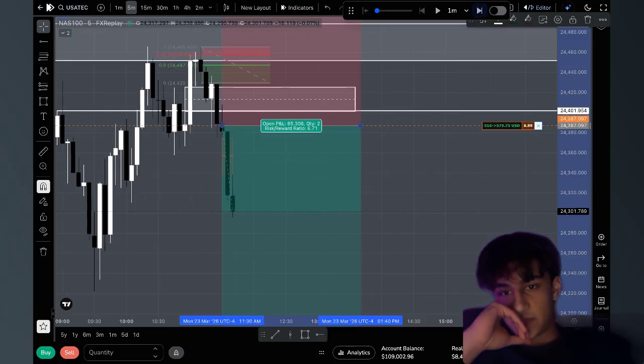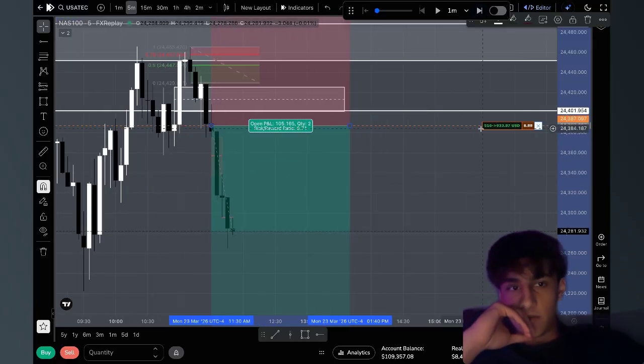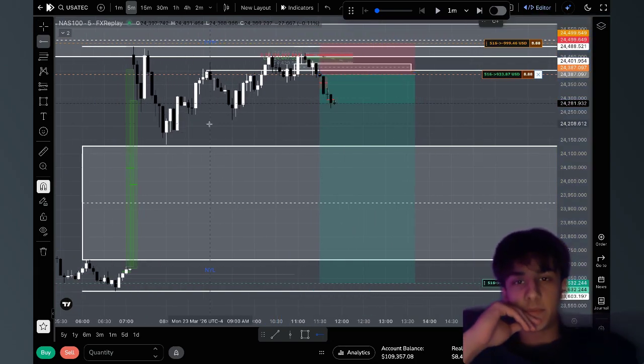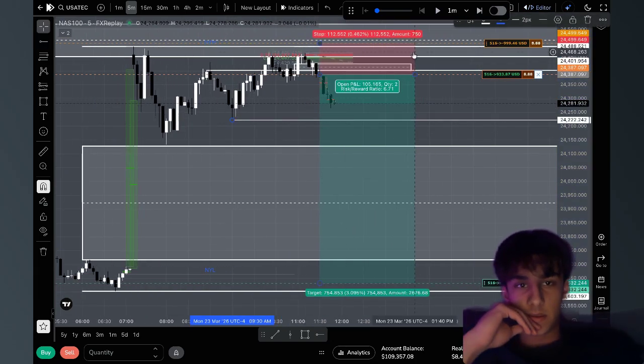Okay, finally we get some negative displacement. There we go. Okay, now we're going lower. Here's where I'll probably take 50% out of my position and go break even.